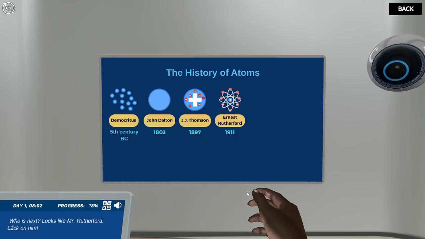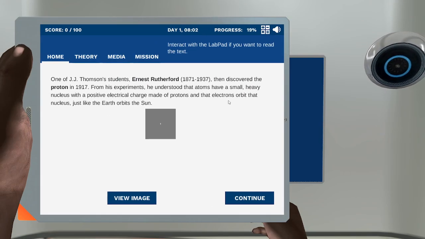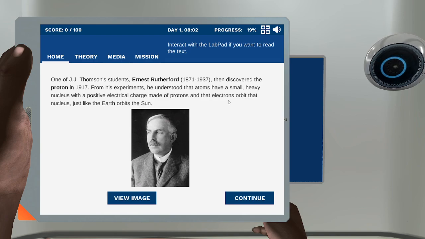Who is next? Looks like Mr. Rutherford. Click on him. One of J.J. Thomson's students, Ernest Rutherford, then discovered the proton in 1917. From his experiments, he understood that atoms have a small, heavy nucleus with a positive electrical charge made of protons and that electrons orbit that nucleus, just like the Earth orbits the Sun.